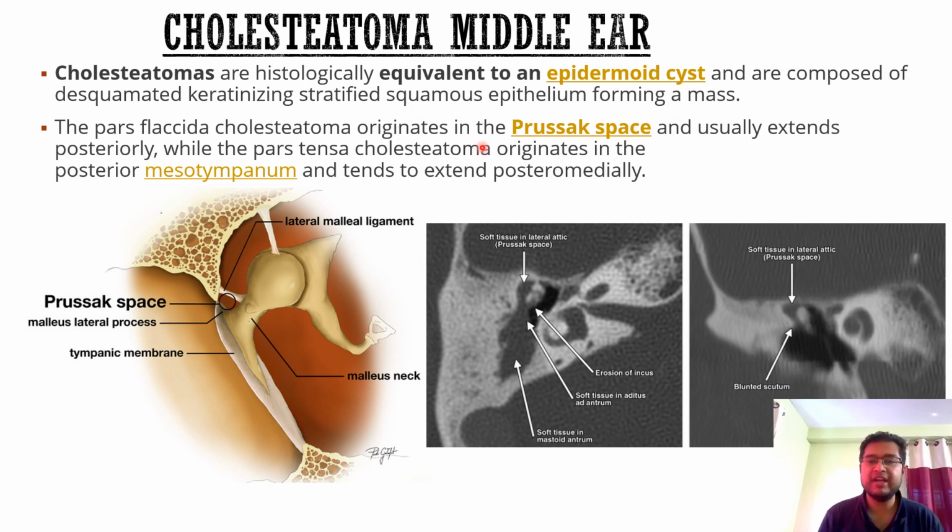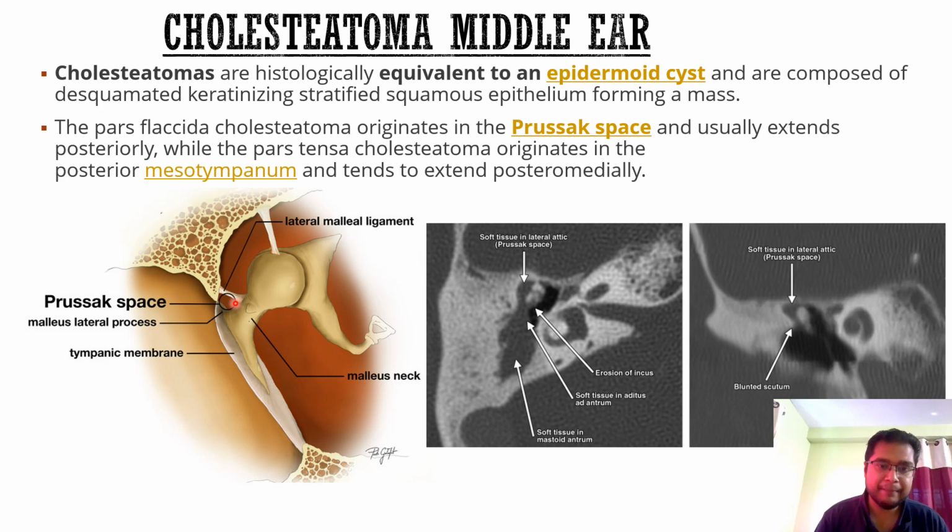So this is a very important space and has to be looked for in any imaging of the temporal bone, and it has to be reported because all the cholesteatomas usually originate from this particular space. So the anatomy of this space is very important. So how exactly is this space located within the temporal bone? As you can see, this is the scutum, and this particular process is the lateral process of the malleus, and this is the lateral malleal ligament. So the boundaries of the Prussak space are this.